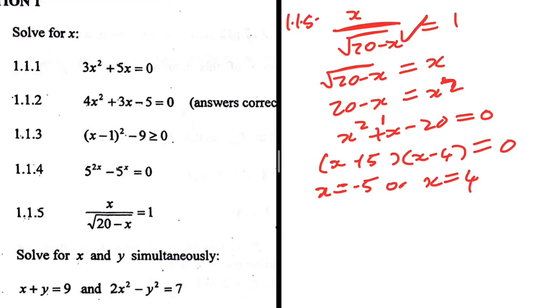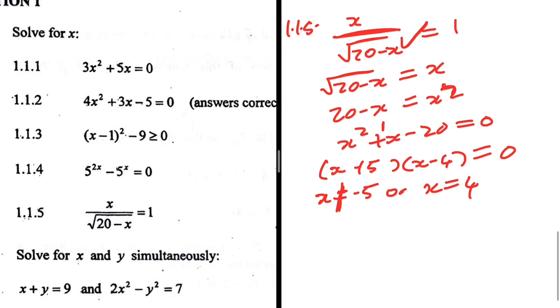When we substitute minus 5, we get minus 5 divided by the square root of minus x. So minus multiplied by minus, we get 25. These cannot be equal to 1. So x cannot be equal to minus 5. This is not correct. Let's check 4 and see if it is correct.